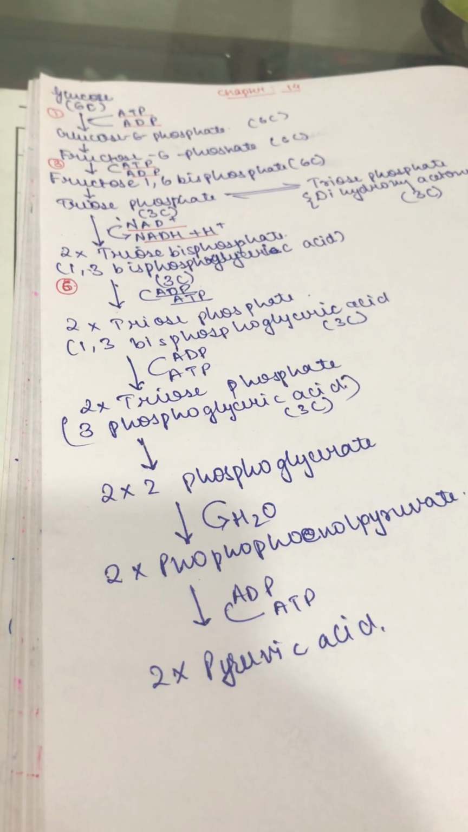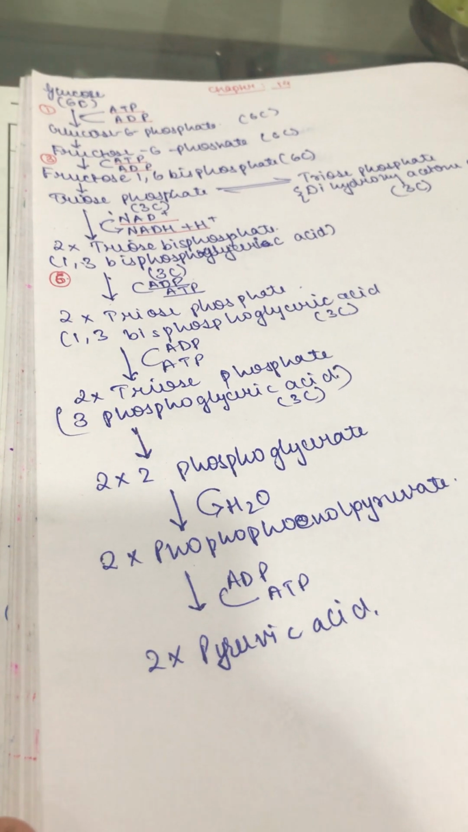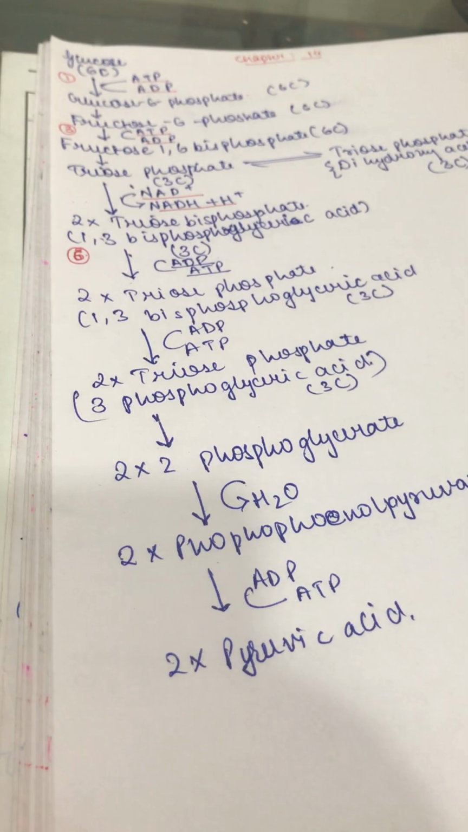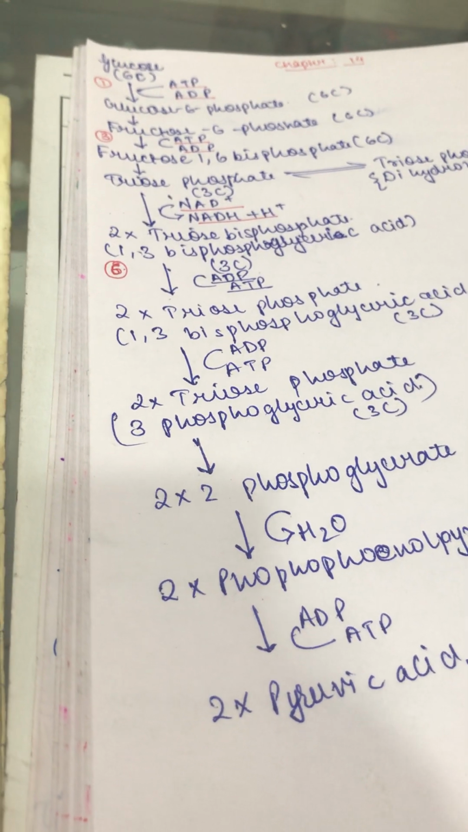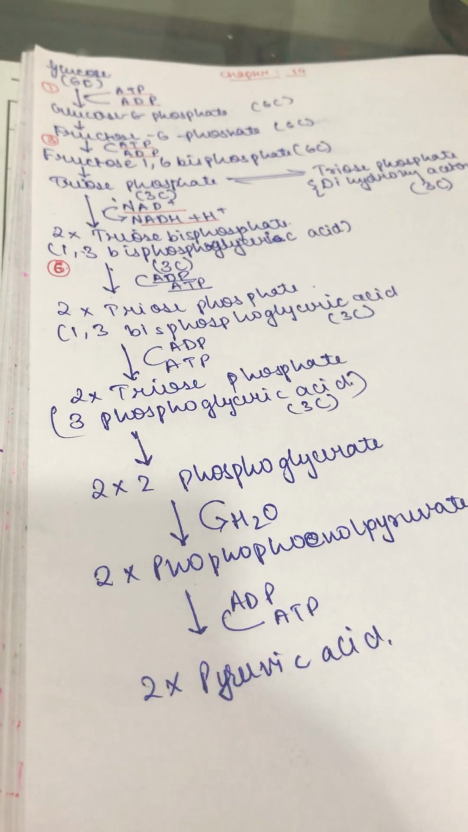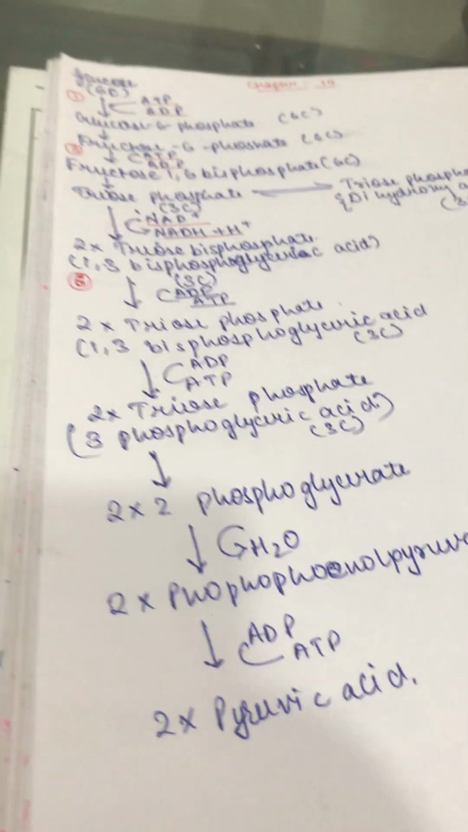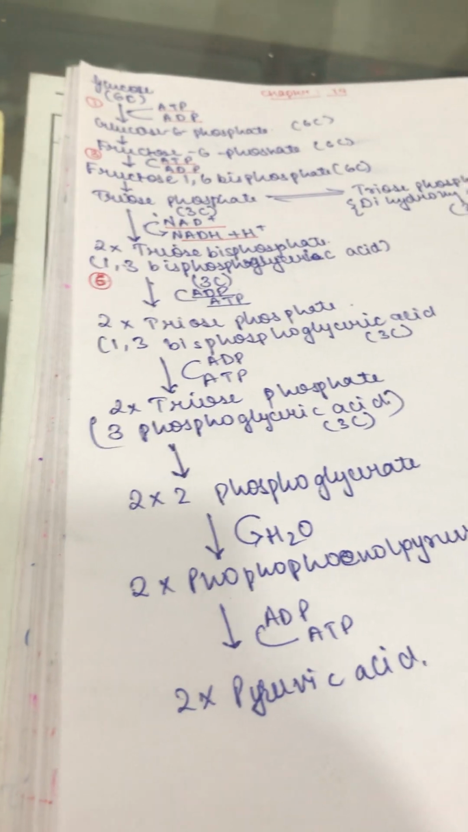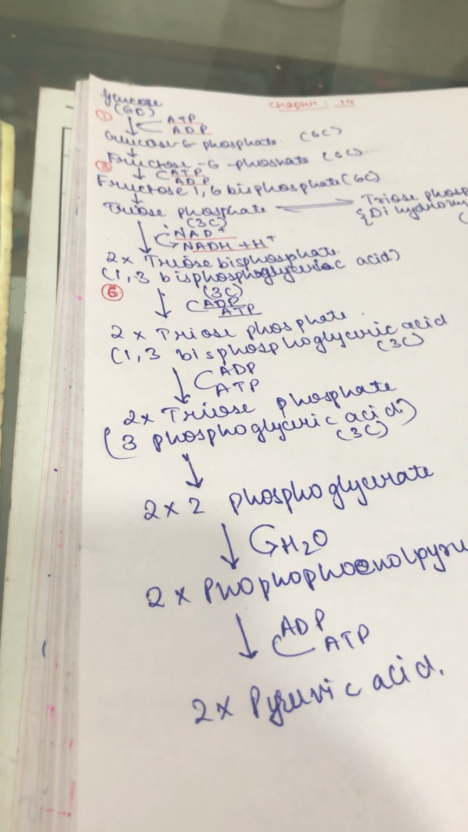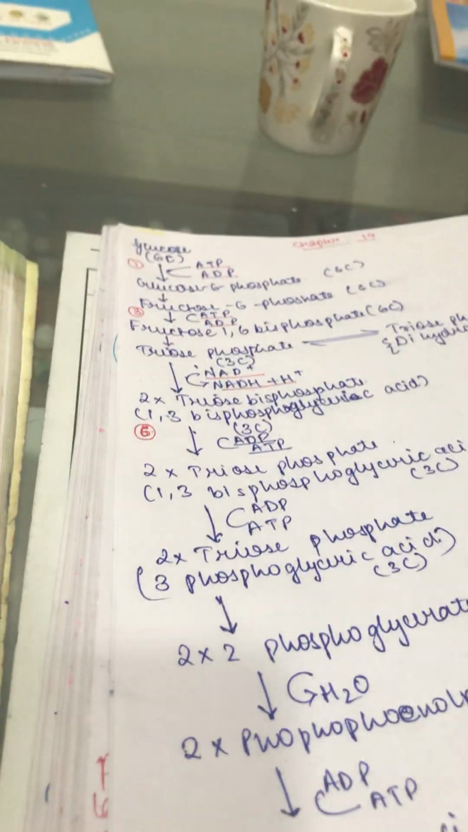Yeah, one, two, then three, four, five times ATP is converted to ADP. Am I missing out on something? In the first process, ATP is converted to ADP, then ATP is converted to ADP, and then ADP is converted to ATP. Yeah, this is the point, right? This is the point where ADP is converted to ATP.